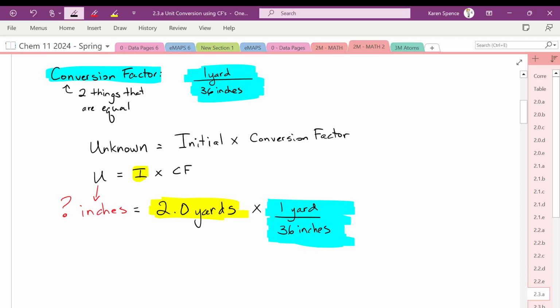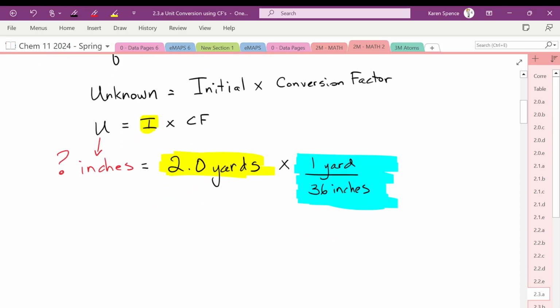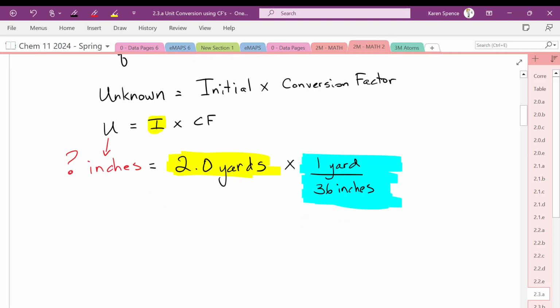And I'd like you to take note of how I've structured this. The 2.0 yards is technically in the numerator, even though there is no denominator, yes? If you wanted to, you could write over 1, just to show that there's something on the bottom there, okay?